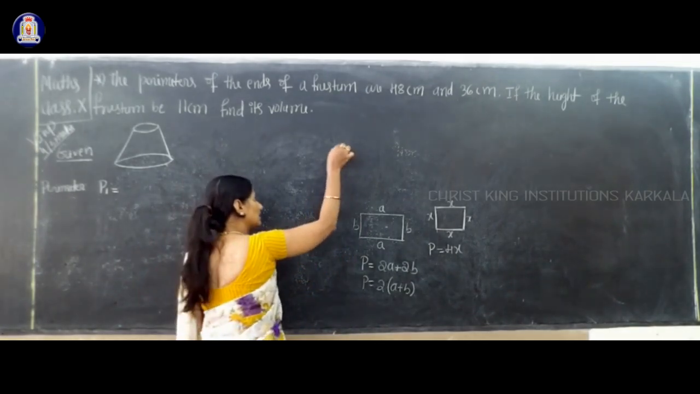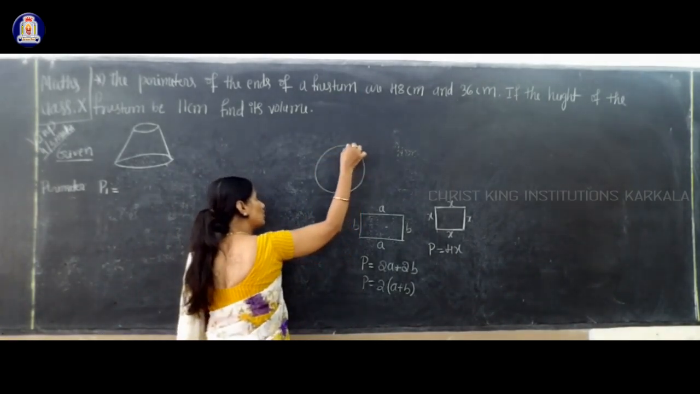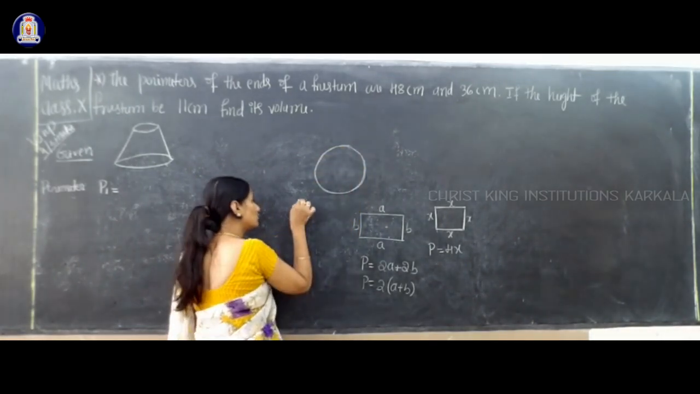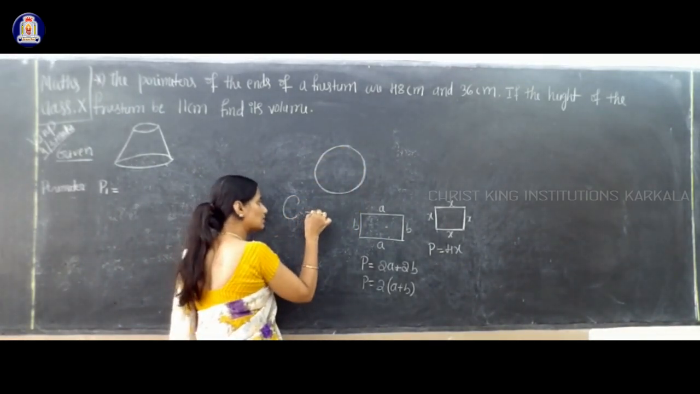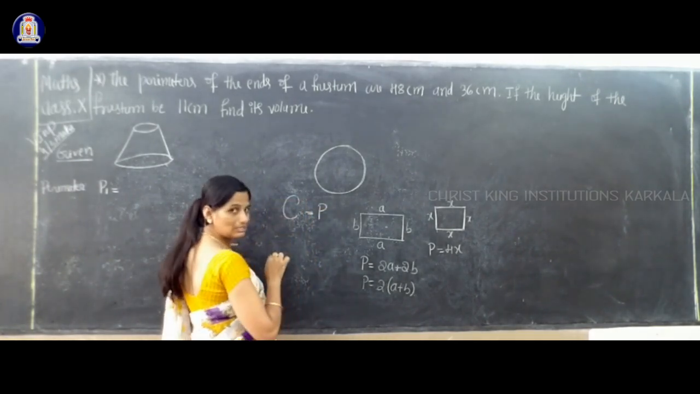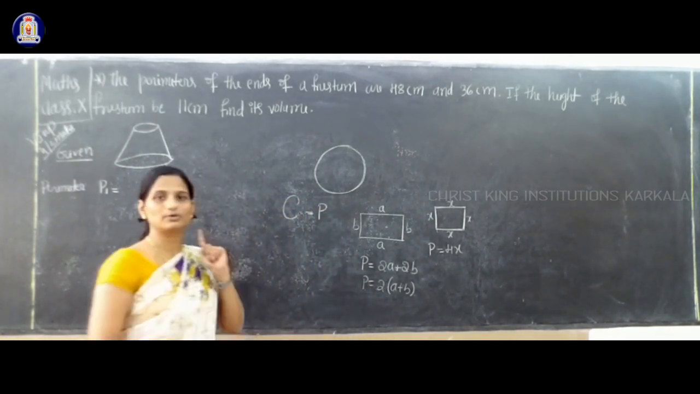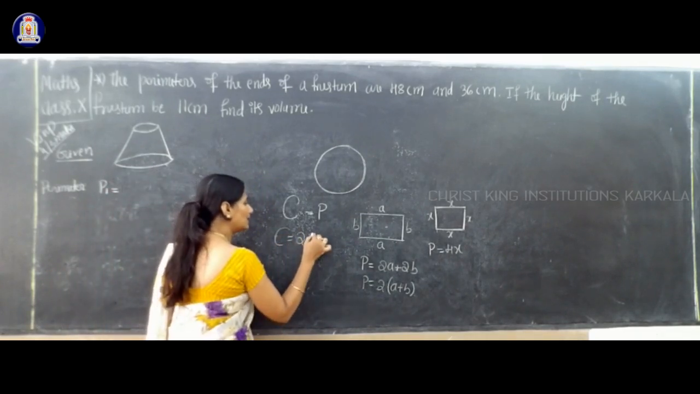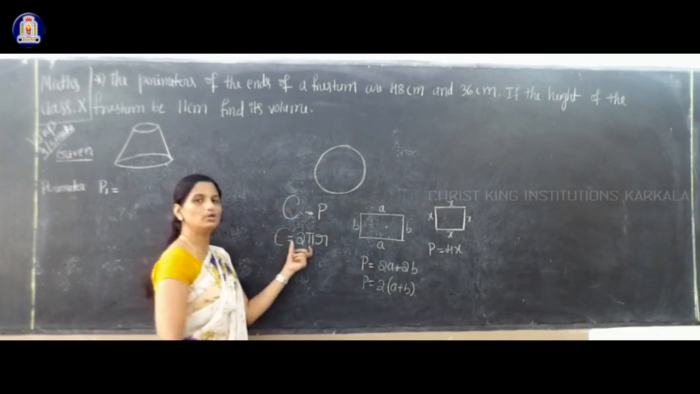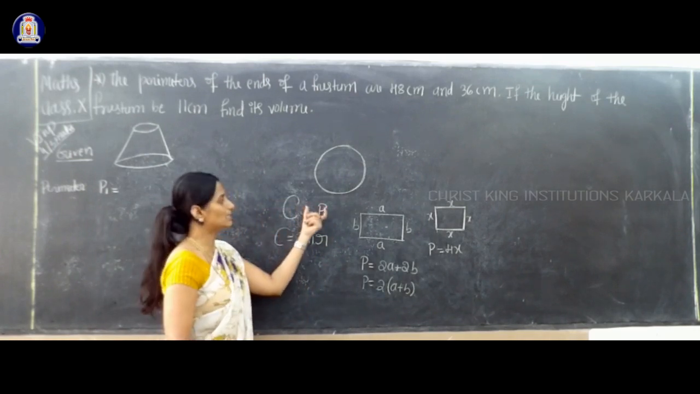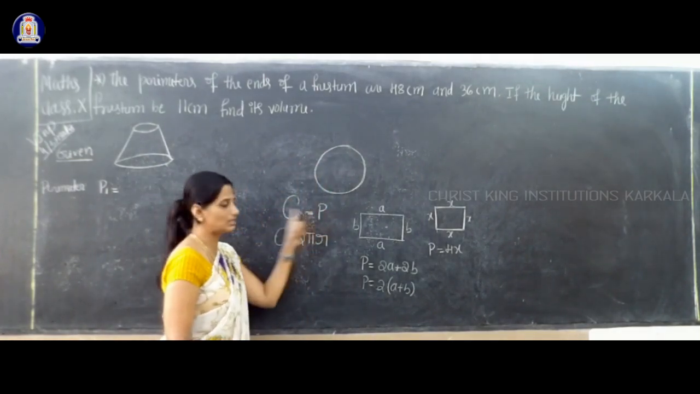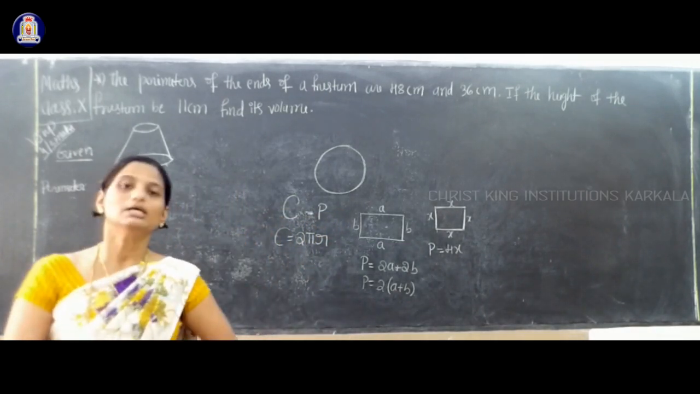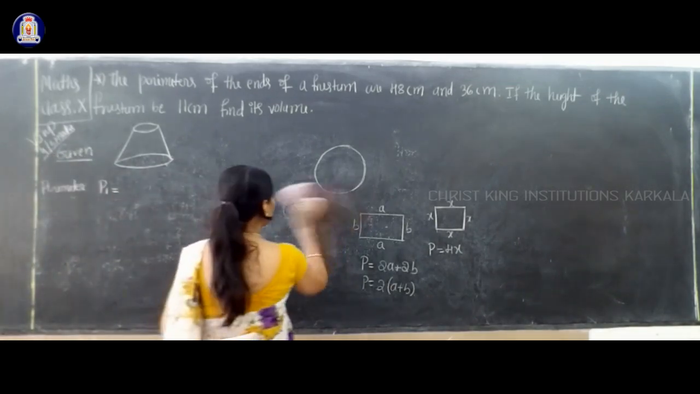Similarly, if it is a circle, what is the perimeter of this circle? This is called the circumference. Circumference or perimeter, both are the same. So what is the circumference of a circle? Circumference C is equal to 2 pi r. Already you know, right? So circumference and perimeter of a circle are both the same. So now which formula to use? It is 2 pi r. Is this clear?